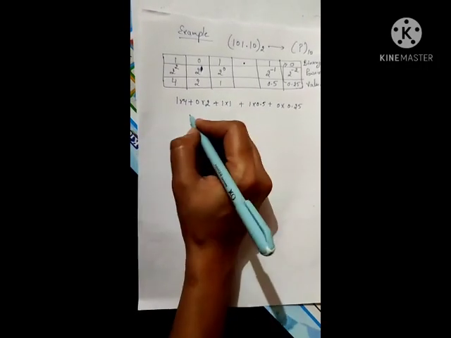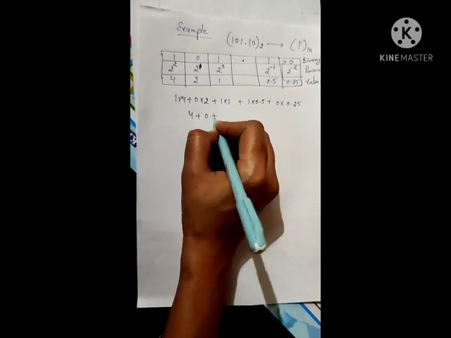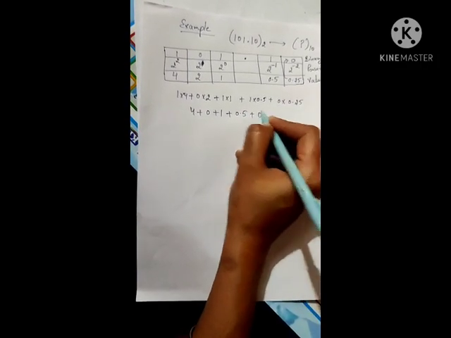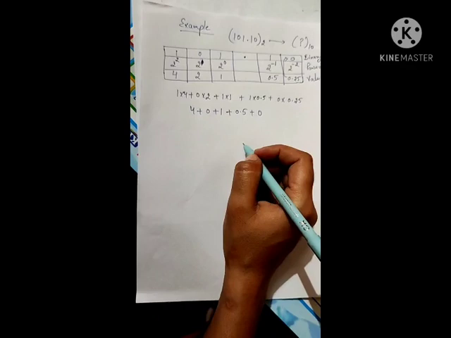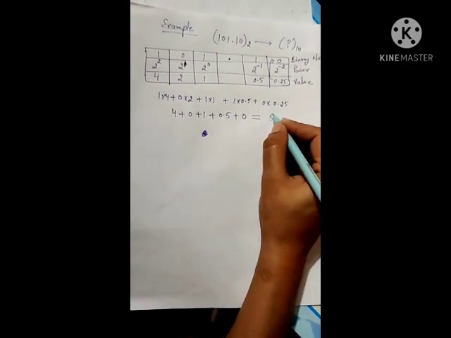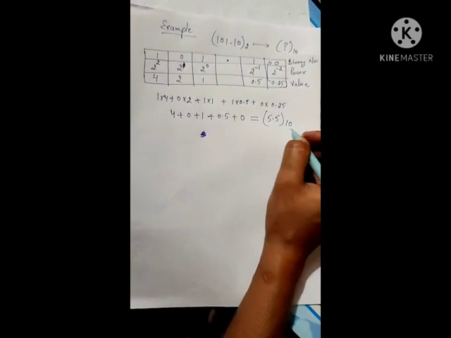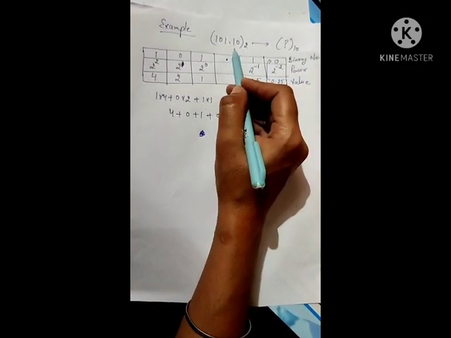Add all these numbers: 4 plus 0 plus 1 plus 0.5 plus 0. So what will be the answer? That is 5.5. This decimal number is equivalent to this binary number.